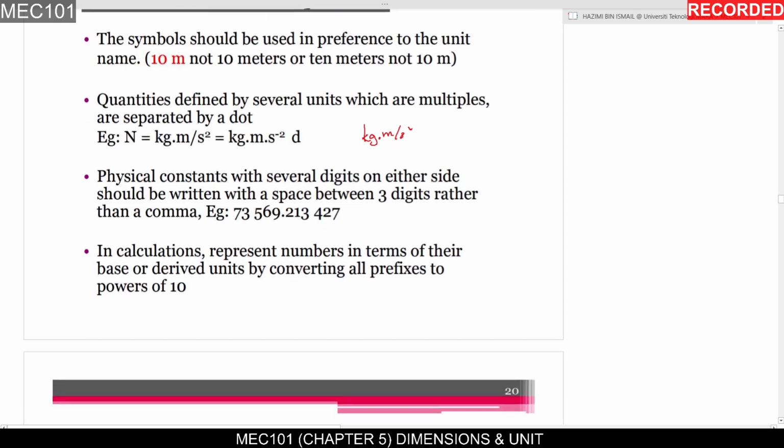Okay, physical constants with several digits on either side should be written with a space between every 3 digits rather than a comma.